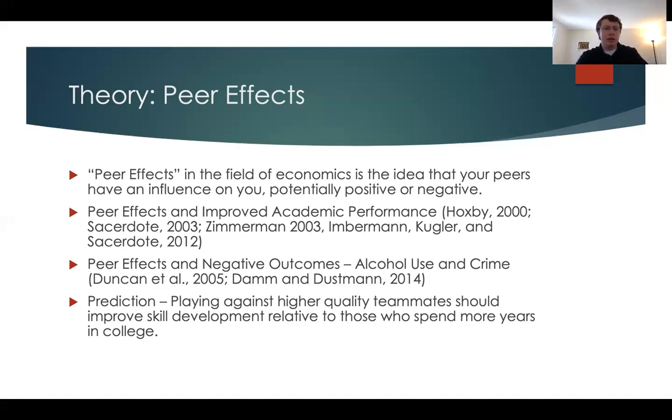How would this then tie to the research question? Well, the prediction from a peer effects framework would be that playing against higher quality teammates should improve skill development relative to those that spend more time in college. So if you choose to go to the pros early, say after 1 year, you're going to be playing against higher quality teammates in practice and playing against higher quality opponents in games. And that should lead to improved skill development relative to those that are playing against college level teammates and opponents.